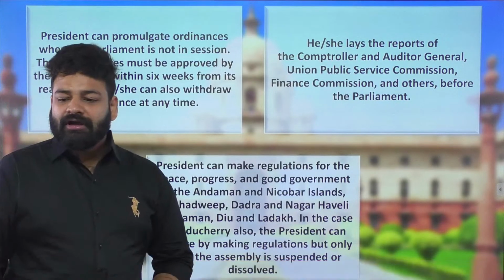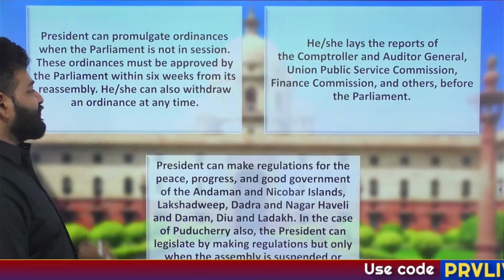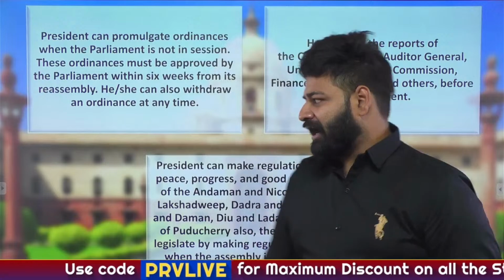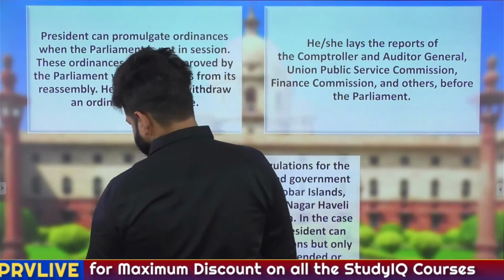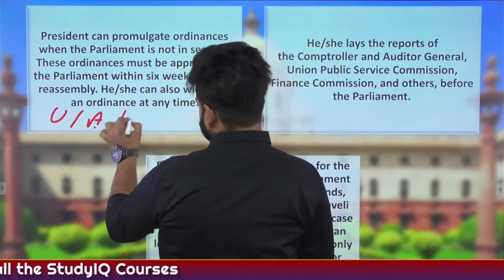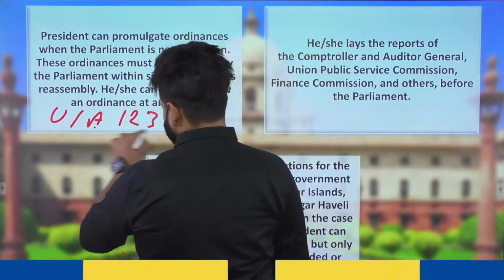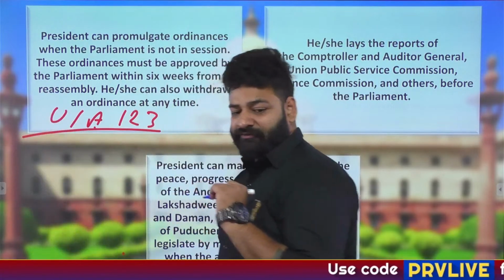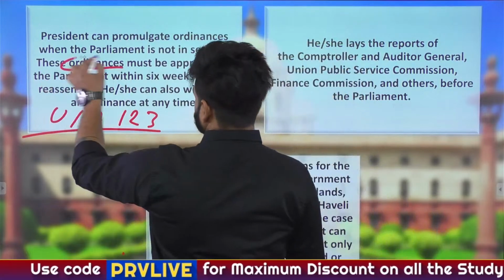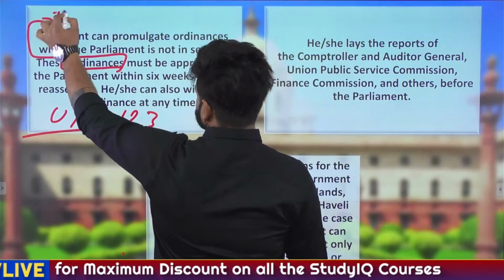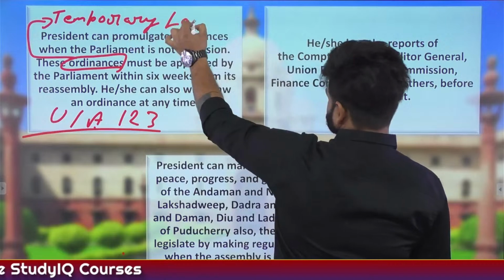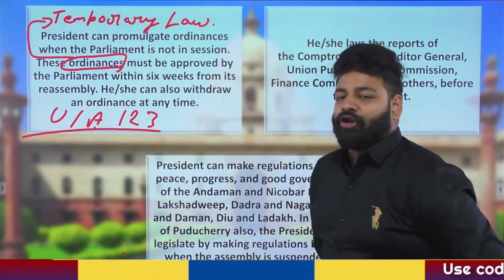Next, the President can promulgate ordinances when the Parliament is not in session. Under Article 123, the President of India is given this power. And the same with regard to governors under Article 213. They have the power to promulgate ordinances. Ordinances, we can call them temporary law.